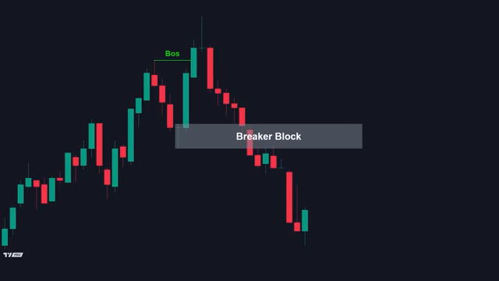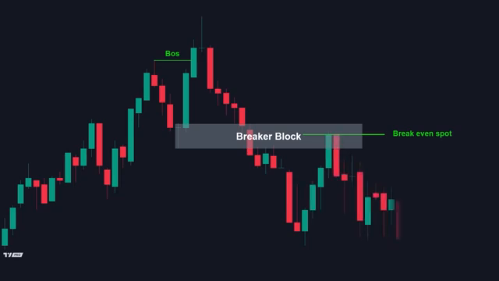The psychology behind breaker blocks is that the traders who went long in the order block are now trapped after the bearish market structure shift. So, they would want to wait for the price to get back to their break-even spot where they can close their longs for no loss. Additionally, traders will go short here since they see this area as a key area of supply. The outcome of this double action is what makes the price reverse from this area.